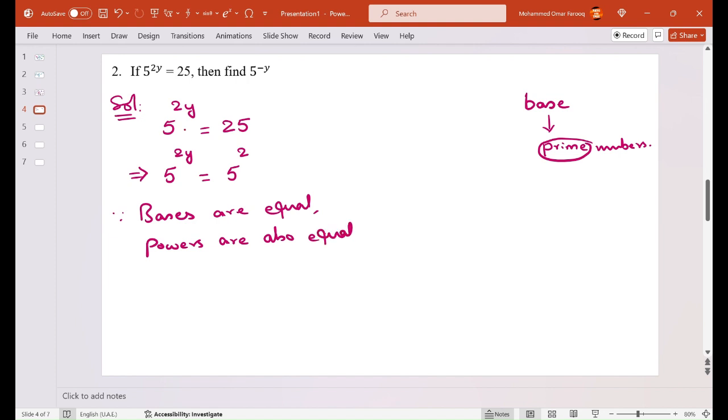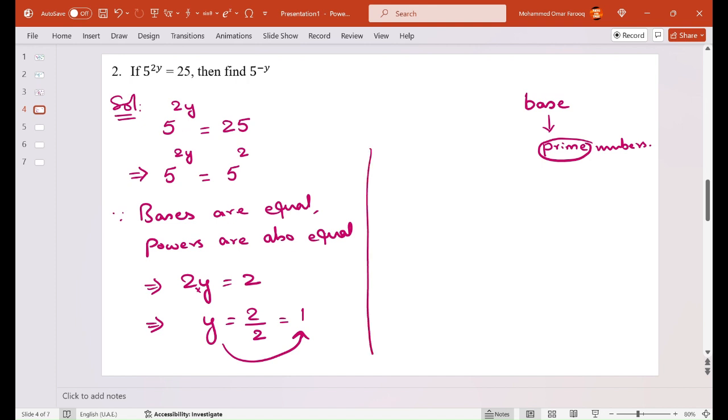Okay, so what are the powers? That implies 2y equals 2. Now how to find out y? We already know, transpose it. Here it is in multiplication. On the right hand side it goes and becomes division, and 2 divided by 2 is 1. So therefore the value of y is 1. Now what he is asking, 5 to the power of minus y, that equals 5 to the power of minus, in place of y it is 1.